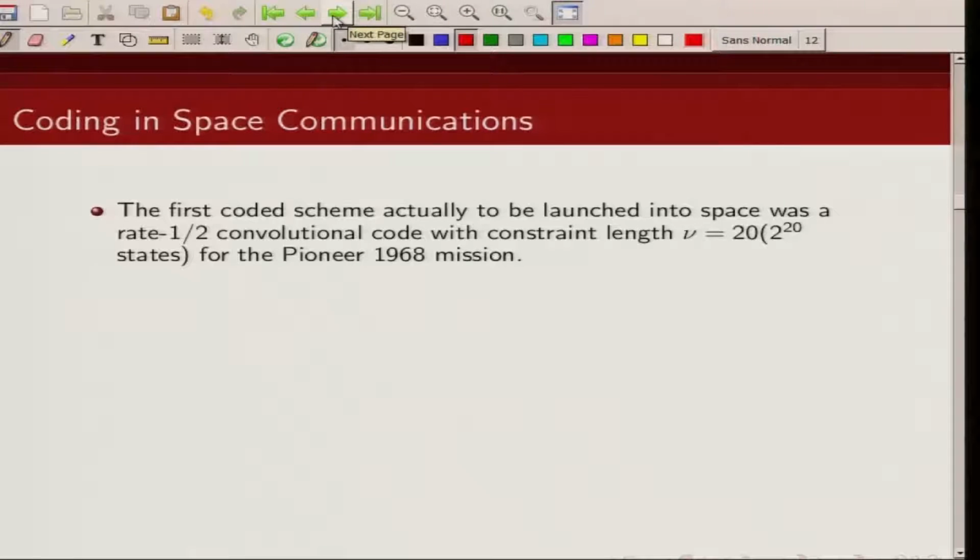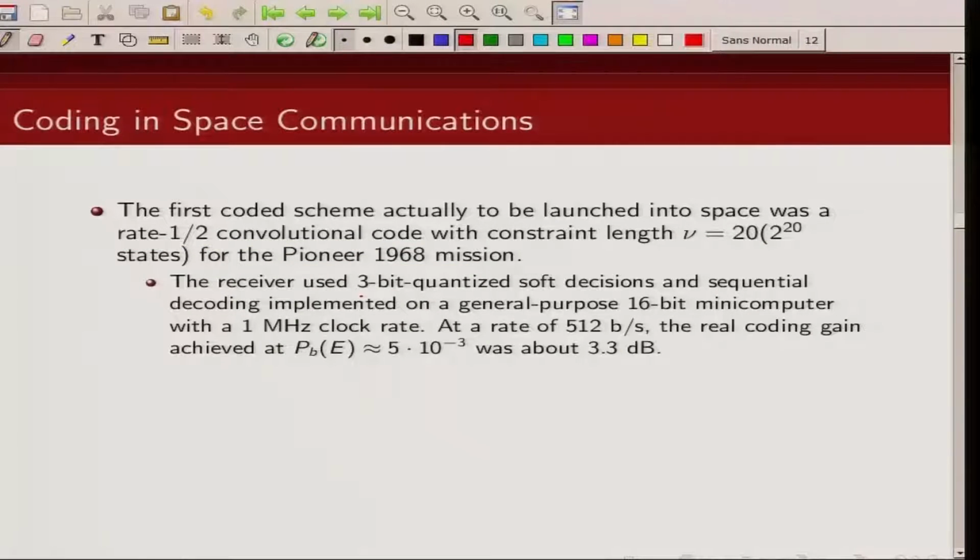So let's start with applications of convolutional codes. The Pioneer mission was in 1968, and it used a rate half convolutional code with a constraint length of 20. So there were 2 to the power 20 states, and they used sequential decoding to decode this code. The receiver used 3-bit quantized soft decision, and it was implemented on a 16-bit minicomputer. It provided a coding gain of about 3.3 dB.